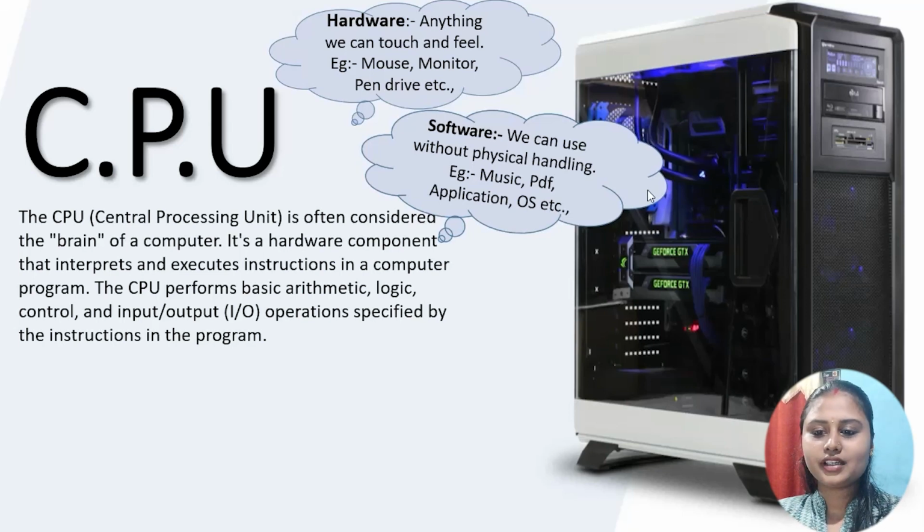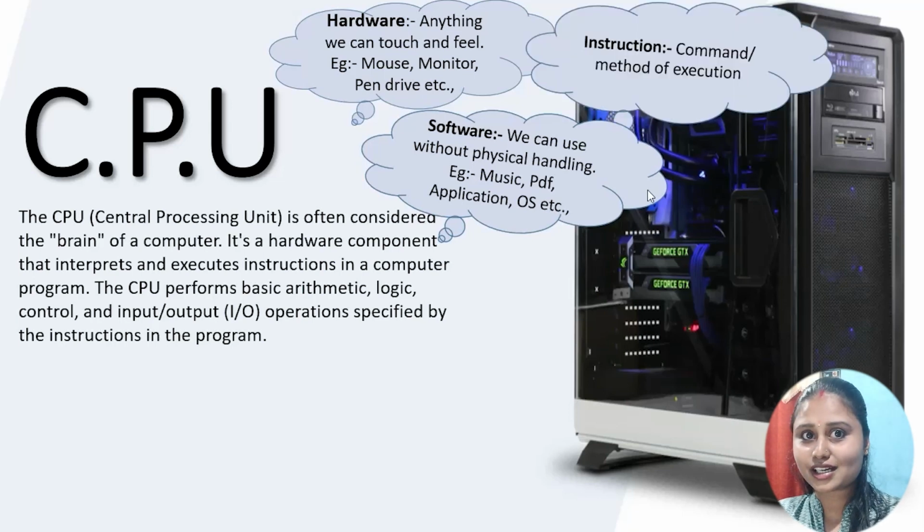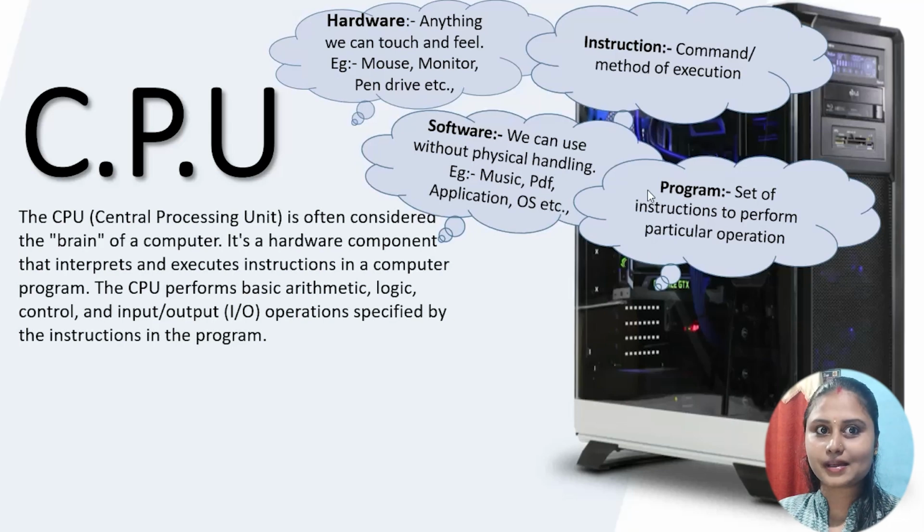So it's a hardware component that interprets and executes instructions in the computer. The CPU performs basic arithmetic, logic, control, and input-output operations specified by the instructions in a computer. Okay, we came across instructions. What is an instruction now? An instruction is a command or a method of execution, a command which we give to the computer. Okay, we also have seen something like a program. What is a program now? It is a set of instructions, again a set of commands, a set of modes of execution. So whichever command or task we give to the computer is considered a program, a set of instructions to perform a particular operation.